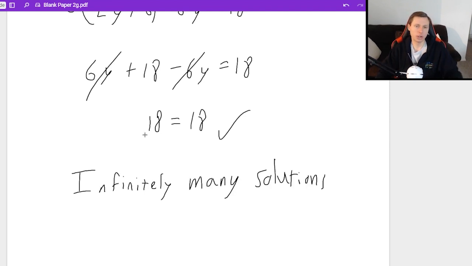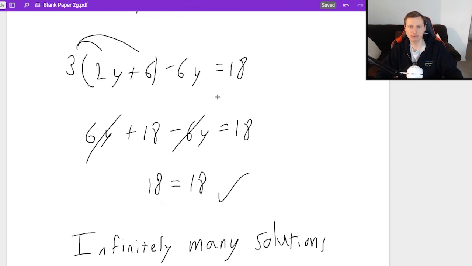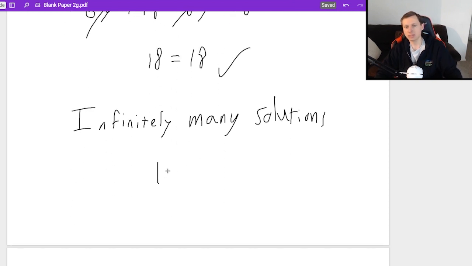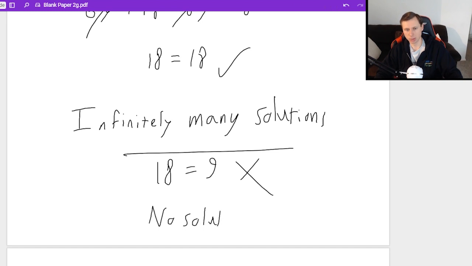And if you wanted to know what no solution will look like, it will almost look like the exact same thing, except instead of ending with 18 equals 18, you'll get something that's false, like 18 equals 9. And that's not true. And when this happens, you get no solution. So that's what that will look like for substitution method.